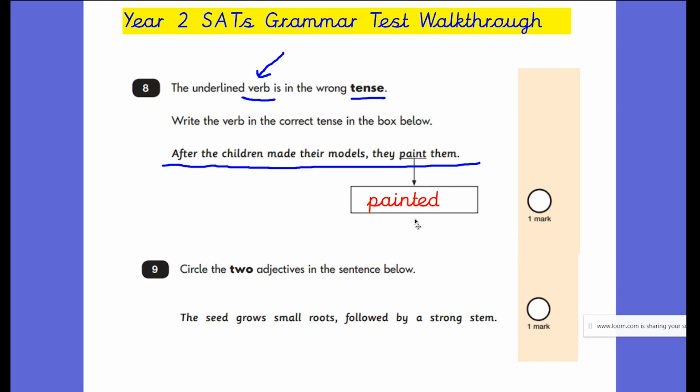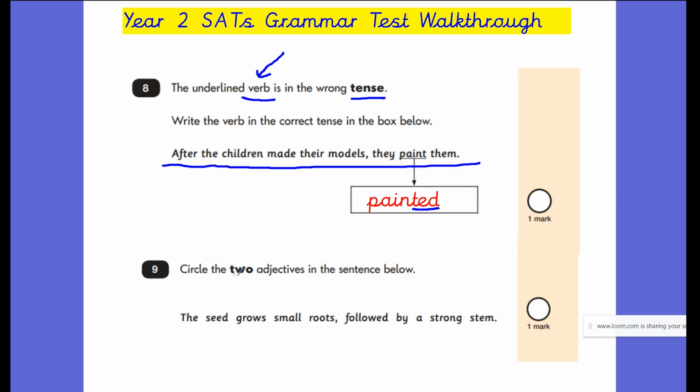And also in the mark scheme, if the children haven't spelt it correctly, they also wouldn't get a mark. So they have to have ed. If they just add d on the end, that would be an incorrect answer. So they need to have ed. After the children made their models, they painted them. So painted there is the correct answer.